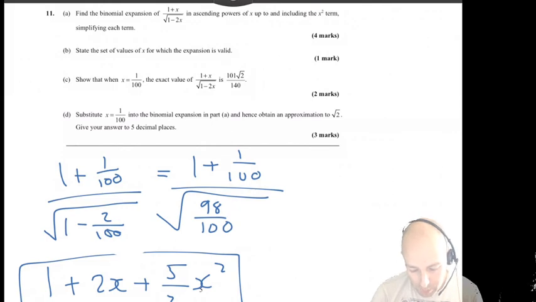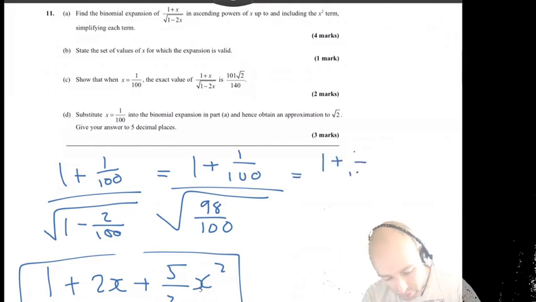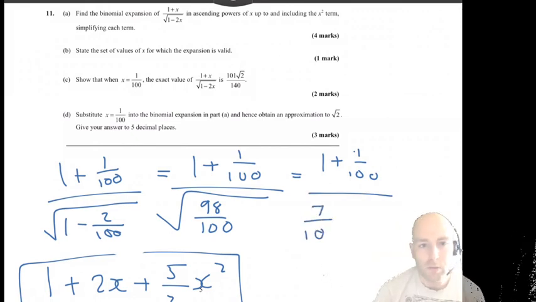I'm trying to think what the best way to do this is. We could pull out a tenth. We could square root 98 and write it as thirds. So root 98 will turn into 7 root 2. Yeah, I think that'll do. So we're going to get 1 plus 1 over 100 over 7 over 10 root 2.